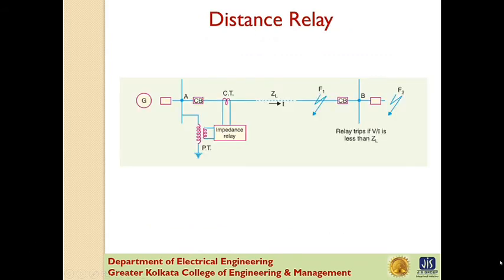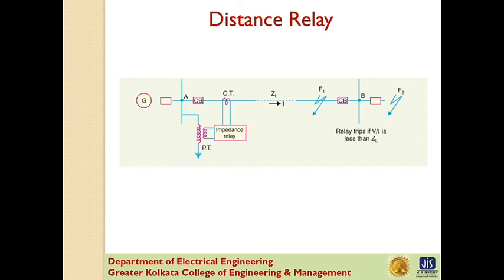Next is the distance or impedance relay. The operation of the relays discussed so far depends upon the magnitude of current or power in the protected circuit. However, there is another group of relays in which the operation is governed by the ratio of applied voltage to current in the protected circuit. Such relays are called distance or impedance relays. In an impedance relay, the torque produced by a current element is opposed by the torque produced by a voltage element.